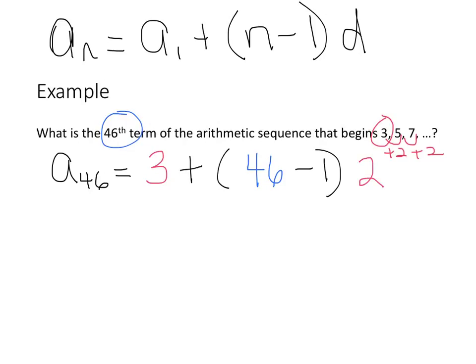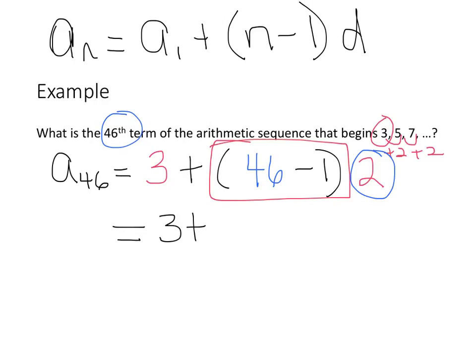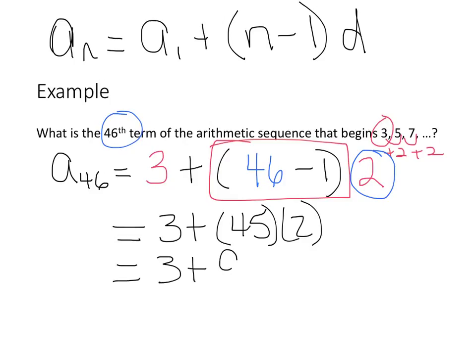Alright, one thing to pay particular attention to, if you put this information in the calculator, if you do not put this in parentheses, it'll mess up your order of operations. And you need to pay particular attention when this number is negative. Make sure you enclose it in parentheses because it'll subtract it. Alright, if I put this in my calculator, I'm going to get 3 plus 45 times 2. And I don't have a calculator with me, so I'm going to have to do it by hand. And that is 3 plus 90. So my 46th term is 93.